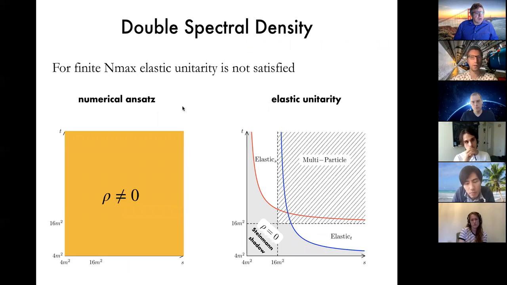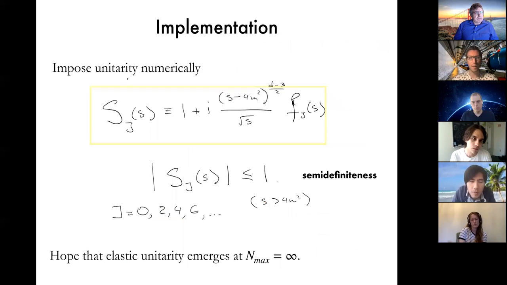And so one obvious way to try to improve it is to impose the structure where you want to have this region where rho is zero, or in other words, to impose elastic unitarity, which is not being imposed in the current bootstrap. Why elastic unitarity is not being imposed is the following. You start with these partial waves, you want to impose unitarity, which is something less than or equal to 1. And the trick is to rewrite it as a semi-definiteness condition, and then you use some solvers.